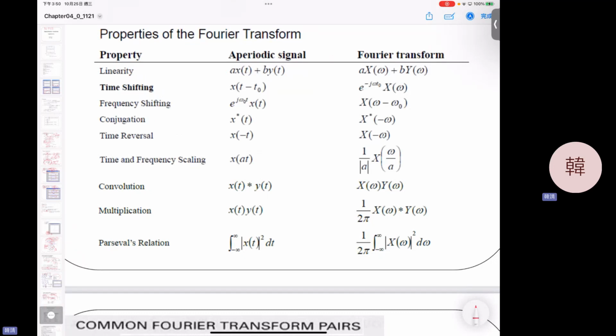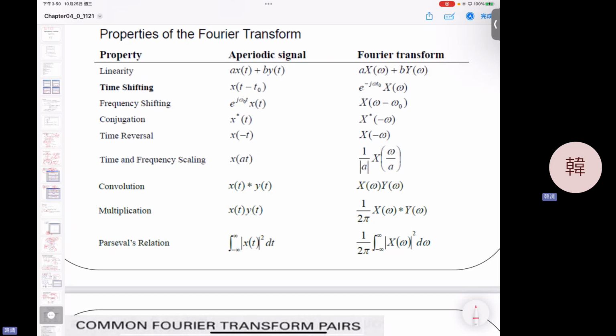If you want to find out the properties of the Fourier transform in the time domain and frequency domain, check out this table. It's a linear relationship. See, x(t) has Fourier transform X(omega), y(t) has Fourier transform Y(omega). So in the time domain, if you multiply your signal, your image, by some constant and add it to another image multiplied by some constant, in the Fourier domain it is exactly the same because of the linearity of the Fourier transform.